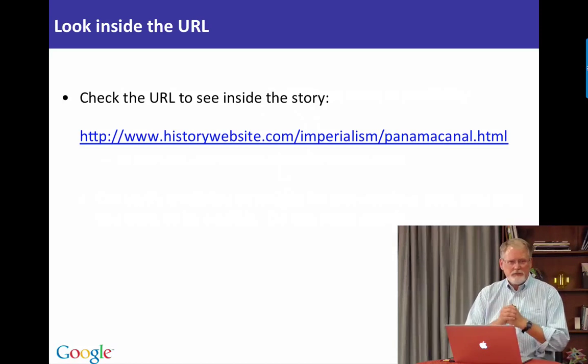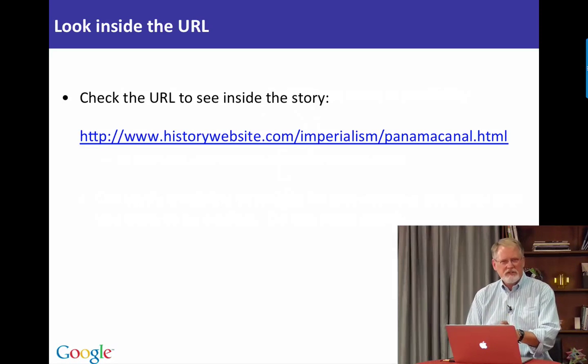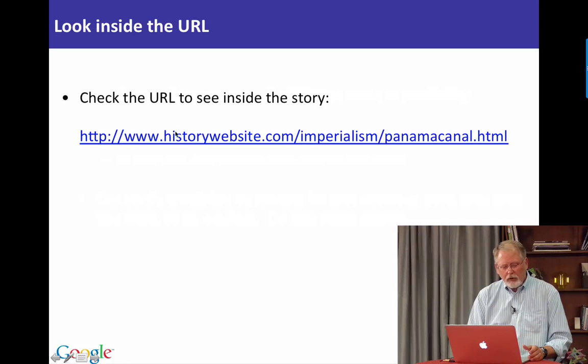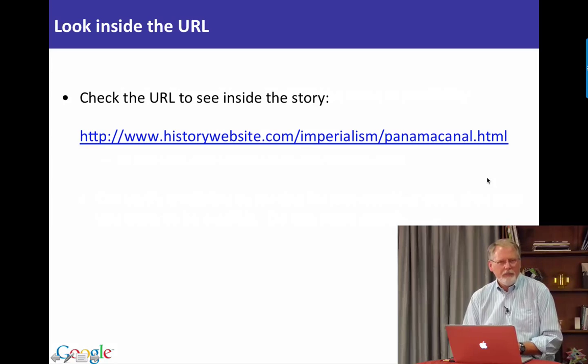But look at this. This is a made-up example, but it shows something that you can do that will help you to understand sometimes the internal arguments that are being made. So here's a website. And you remember, this part is the name of the domain, so historywebsite.com. And as you can see, on the right-hand side, there's an article about the Panama Canal.